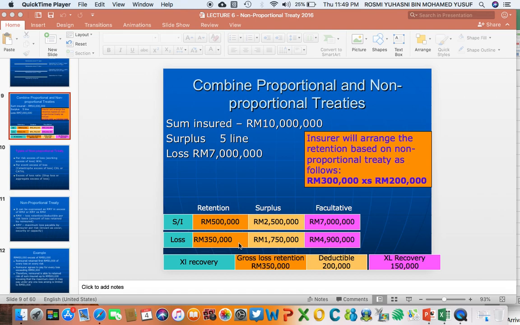reinsurer. So if there is a loss of 350,000, if you calculate the percentage, surplus will pay 1750 and facultative will pay 4.9 million. And this net loss retention is paid by the non-proportional treaty, meaning that out of this 350,000, the insurer will retain 200,000 based on the deductible, and the balance of 150 is covered by the non-proportional reinsurer.